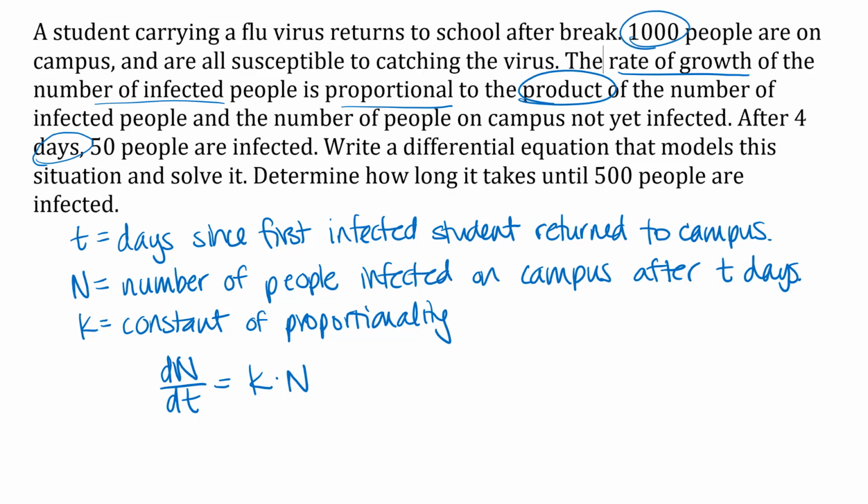So we're going to have to use this fact here that there are 1,000 people on campus. So if I have n as the number of people that are infected, then we would have 1,000 minus n that are not yet infected.